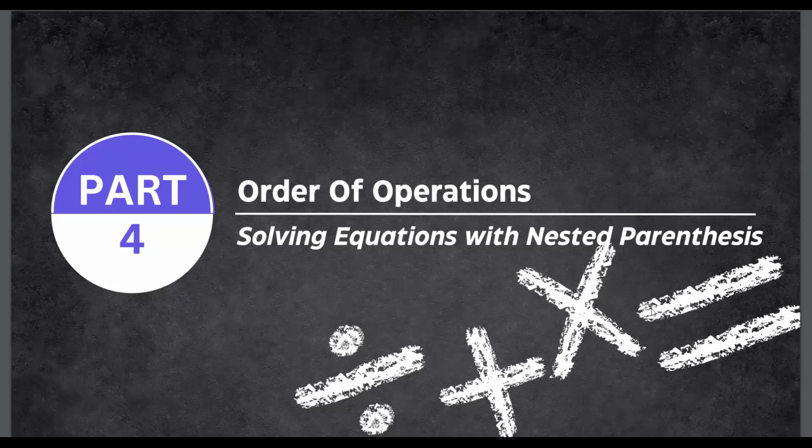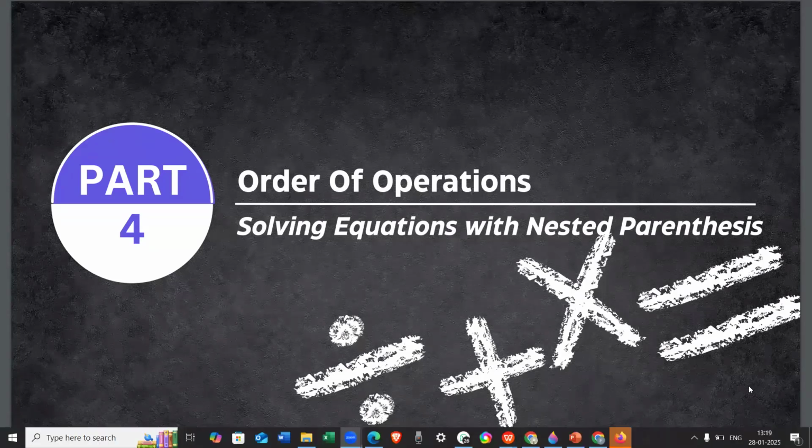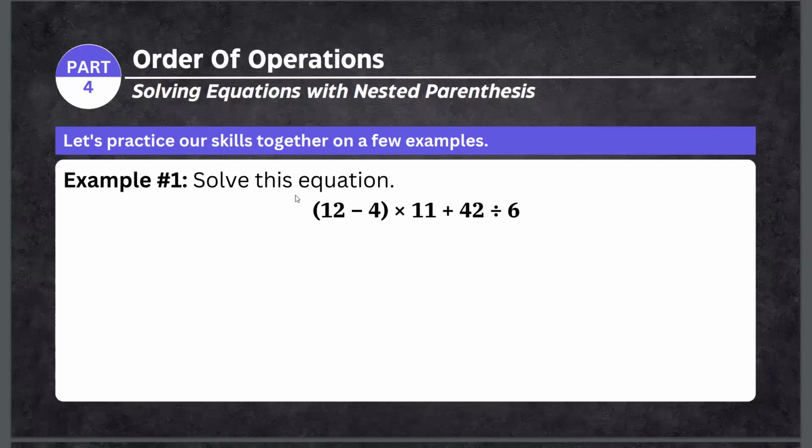So we are doing order of operations and this is part 4, in which we are going to do nested parentheses. So let's start. The first question is: solve this equation, 12 minus 4 times 11 plus 42 divided by 7. We have to follow the PEMDAS rule.